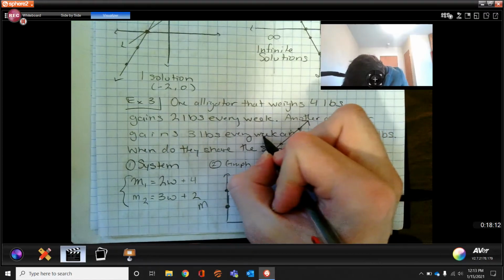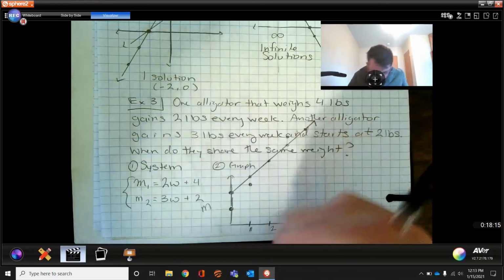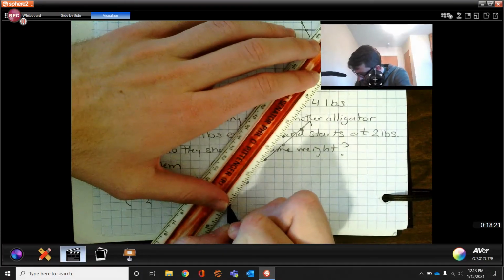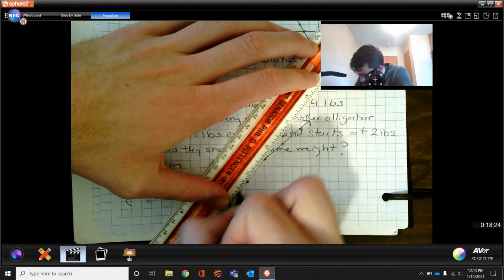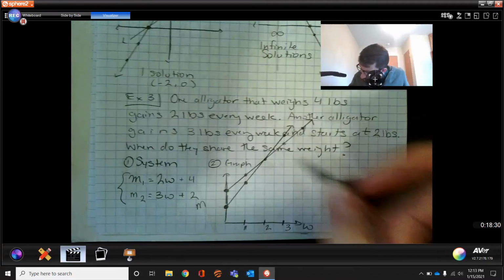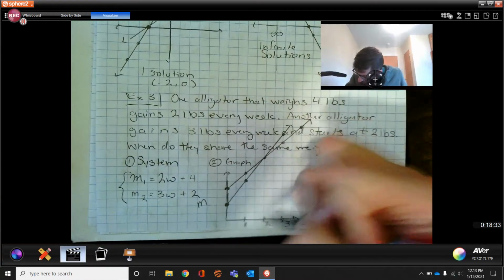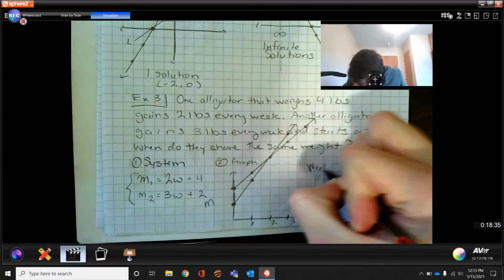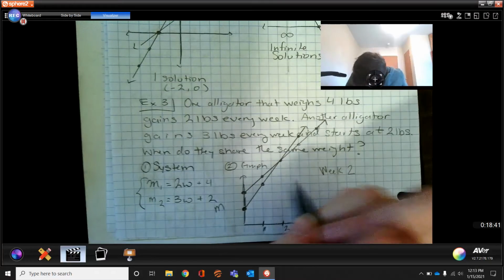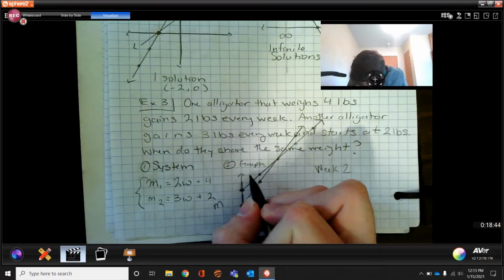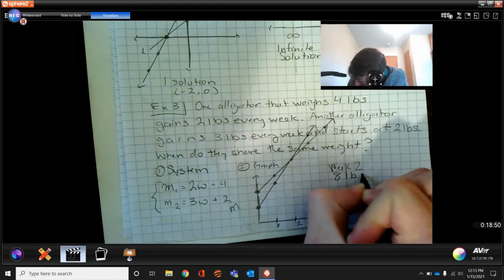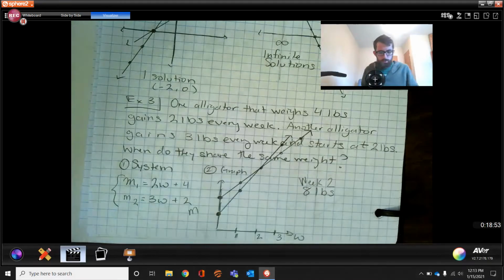1, 2, 3, 1. Aha! Take a look at this. If you saw that second to last point, we see that we do indeed have an intersection. We should recognize that because our slopes are different. So our intersection is that at week 2, they will share the same mass. So let's see where that is. If that's 2, 3, 4, 5, 6, 7, 8, it'll be 8 pounds. They'll both be 8 pounds at week 2.